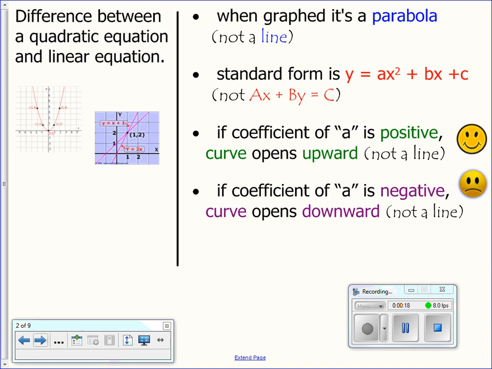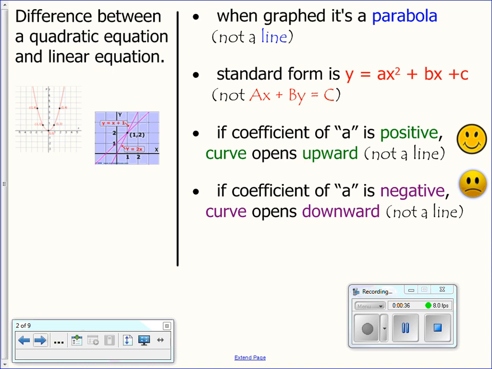So the difference between a quadratic and a linear: when a quadratic is graphed, its shape is a parabola, so it's not a line. The standard form of a quadratic is y equals ax squared plus bx plus c. Standard form of a line is ax plus by equals c.